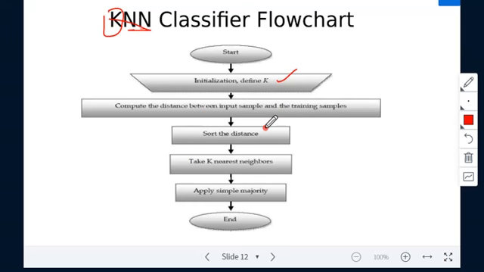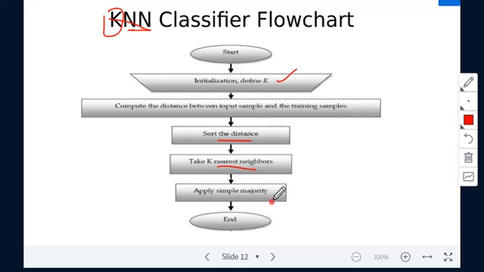Then, based on the distance value, we have to sort them in ascending order. We have to give a ranking. I'll show you the example. We have to give a ranking 1, 2, 3, 4 like this. We have to sort the distance in the ascending order. Next, we have to choose the top k rows from the sorted array.